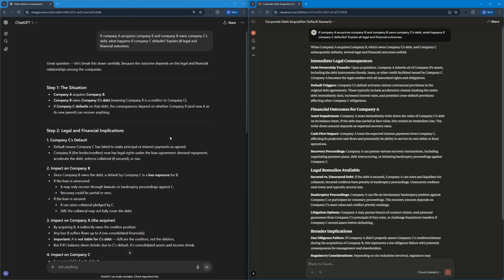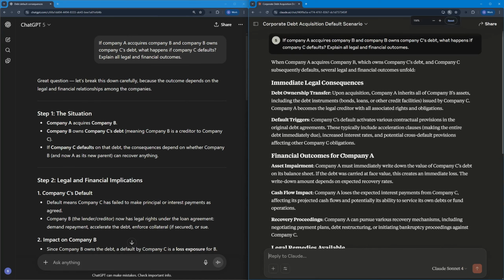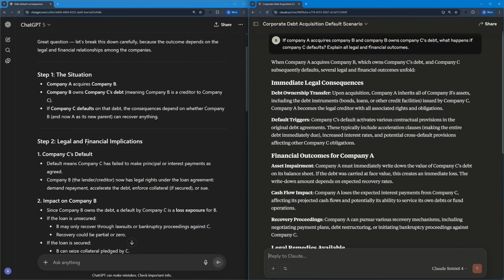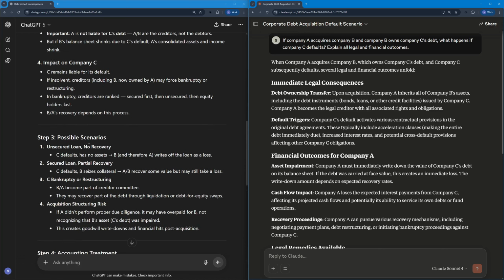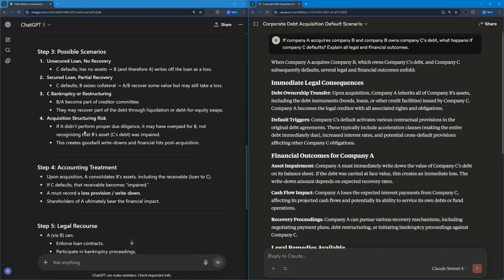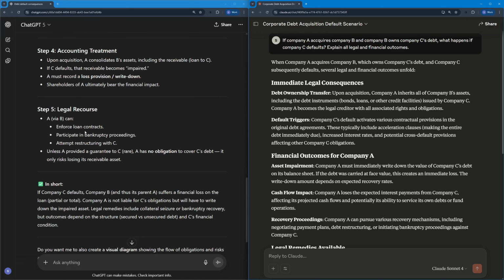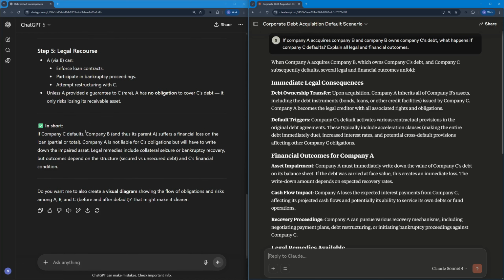Okay, we got both of these responses here, and let me zoom in a bit so I can explain in a bit more detail. You can see first, GPT-5 gives you the situation, then the legal and financial implications, and it is quite detailed. And then the possible scenarios, all the possible scenarios, that's what we asked in the prompt. It's also going to give us the accounting treatment as well as the legal recourse. And in short, it gives us a summary here.